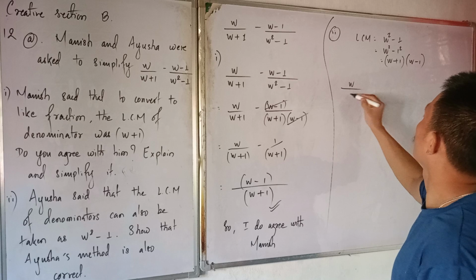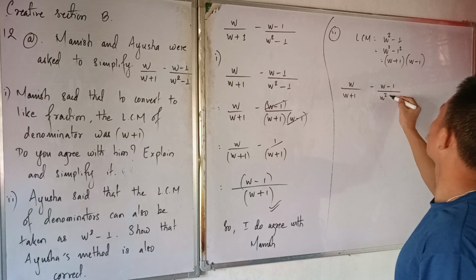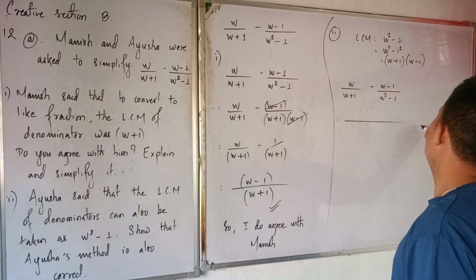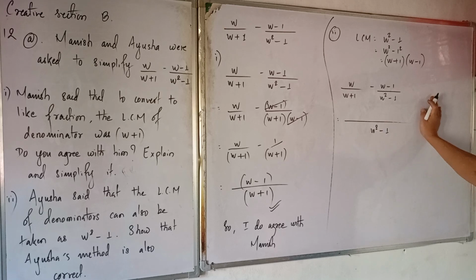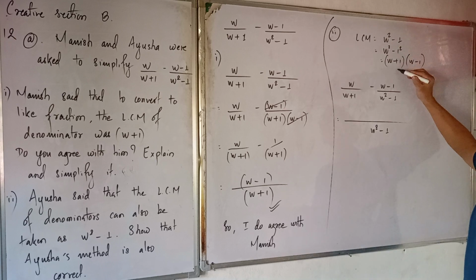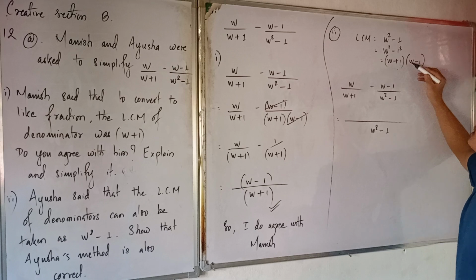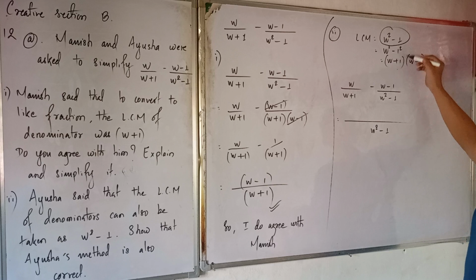W plus 1 minus w minus 1 over w square minus 1. So according to her, this w square minus 1 is taken as the LCM. So what happened is this w square minus 1 constitutes this part. One is w plus 1, one is w minus 1. When w plus 1 is multiplied with w minus 1, it converts into this. So this can be done both back and forth. Okay, we can do that.